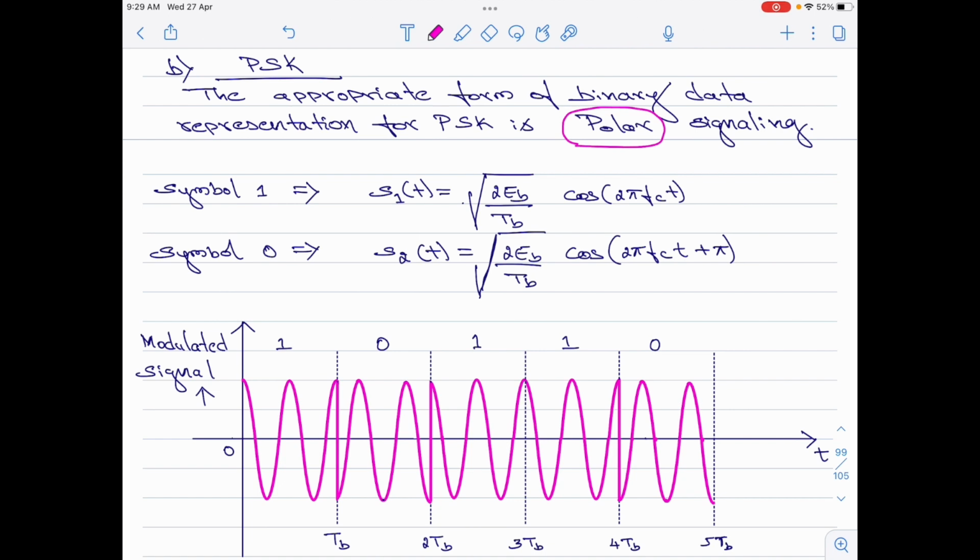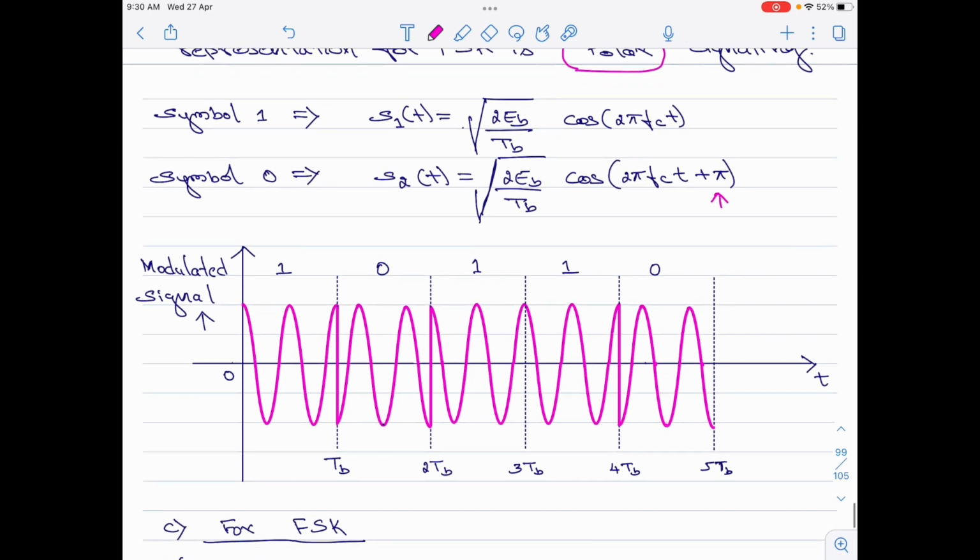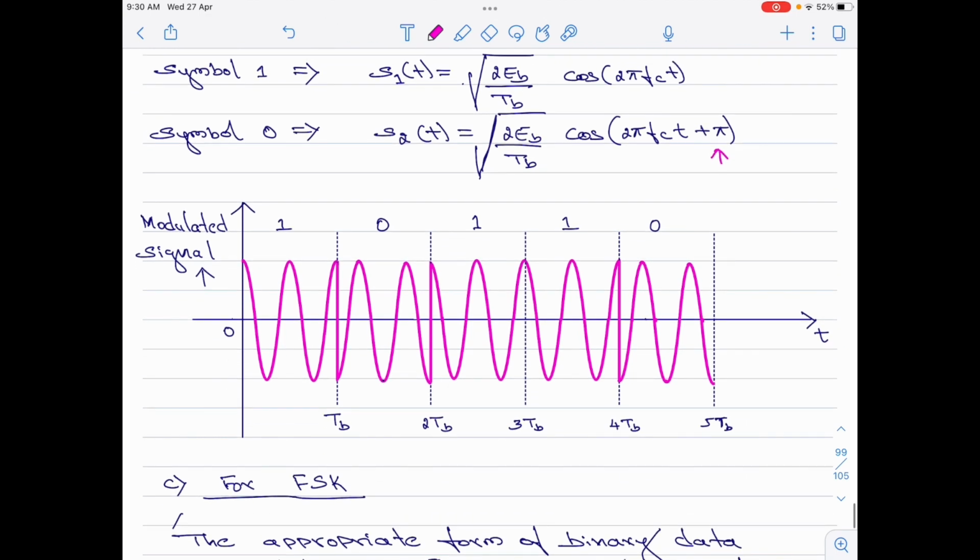That is, when symbol 1 is transmitted, we transmit the carrier signal as it is, whereas whenever symbol 0 needs to be transmitted, we phase advance the carrier by 180 degree and then we transmit the same. So, whenever a 1 appears, I would simply transmit the carrier, and whenever symbol 0 appears, I will invert the carrier and transmit the inverted one. That is what I have shown in the diagram that is given here.